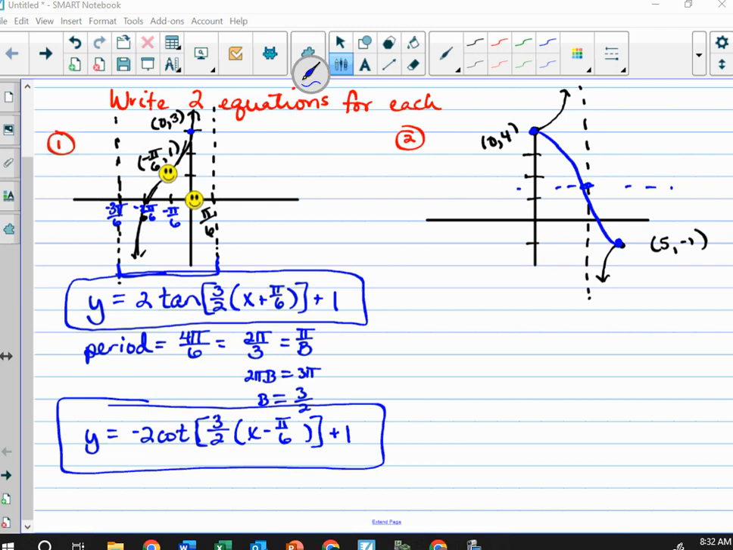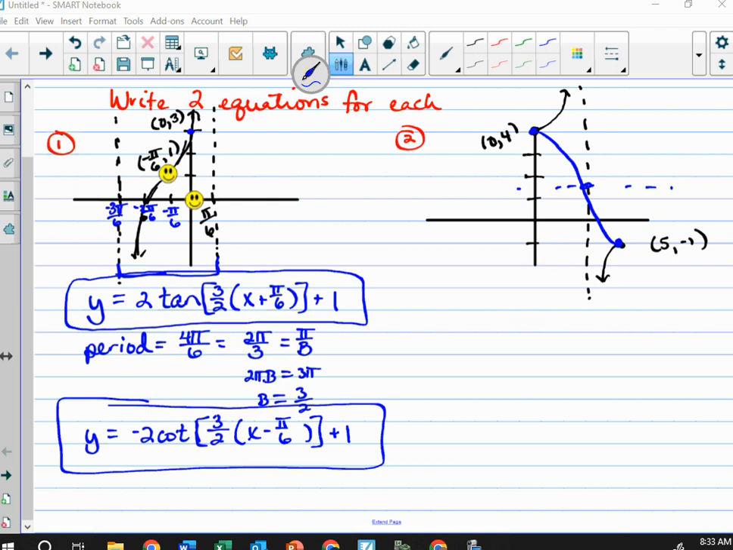Okay, so I'm going to write a secant equation first. I sort of sketched in the midline there. Remember that's halfway between the bottom and the top of this. So if we're going from -1 up to 4, how far is that? 5. What's half of 5? 5 halves. Yep, so 2.5. So just 2.5 away from either side. That's where your midline is going to be.